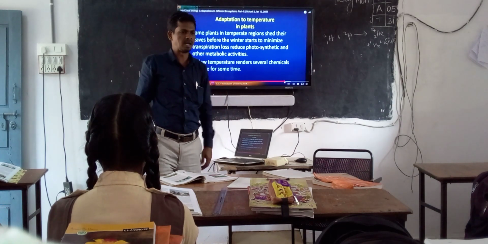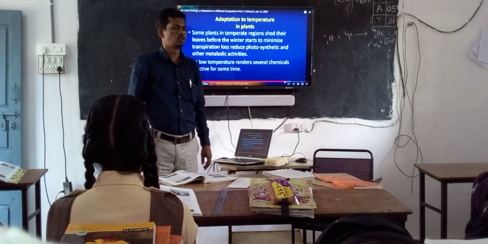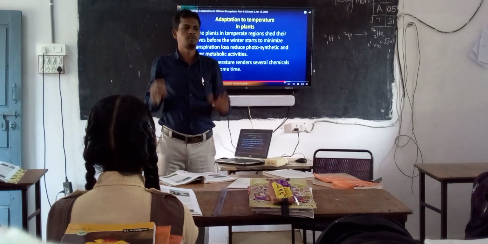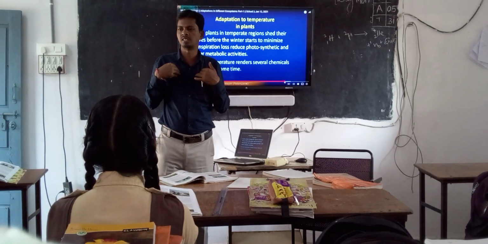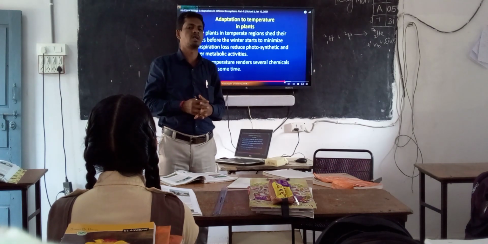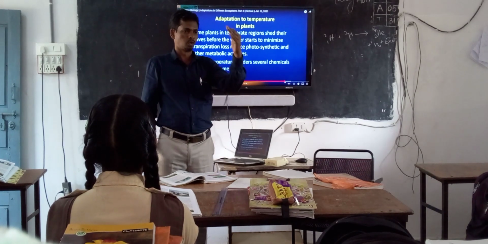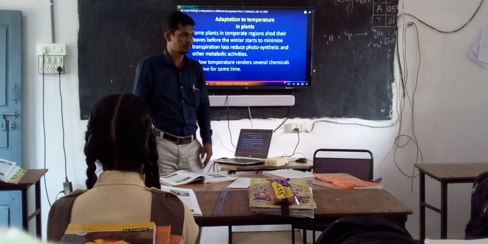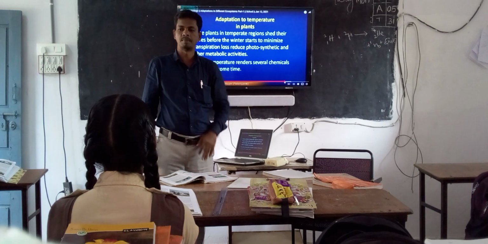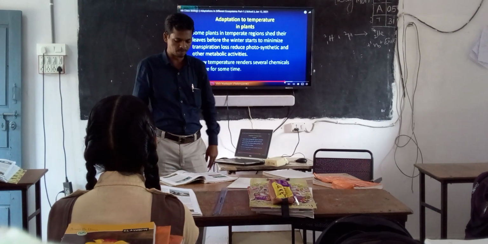Adaptations to temperature in plants. According to temperature, some plants have adaptations. You already know the important metabolic activities in plants. All kinds of metabolic activities that humans and animals have, you can find in plants, except motion. In these metabolic activities, they have some adjustable properties according to temperature. What are the adaptations we are finding according to temperature here?